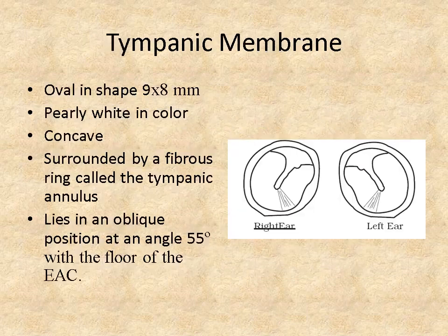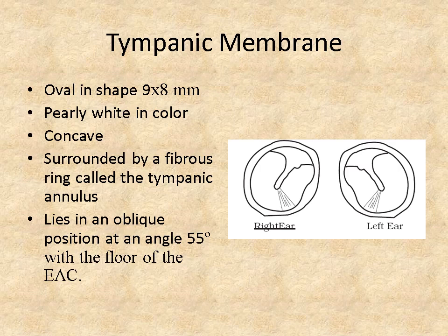What about the anatomy of the tympanic membrane? It's oval in shape, almost 9 × 8 mm in diameter. It's pearly white in color, semi-translucent. It's concave when we see it from the lateral view. And the lower 2/3 of the tympanic membrane is surrounded by a thickened fibrous ring called the tympanic annulus.